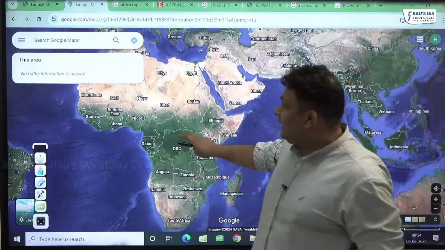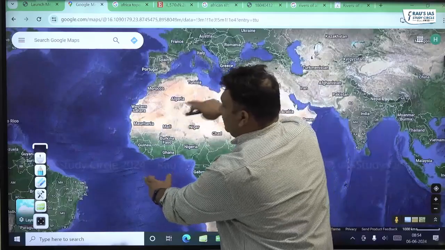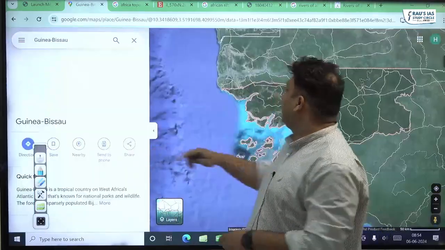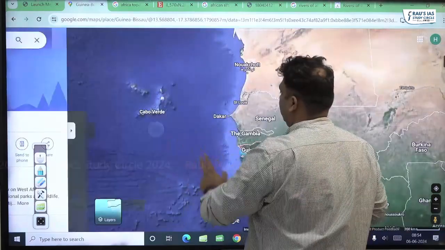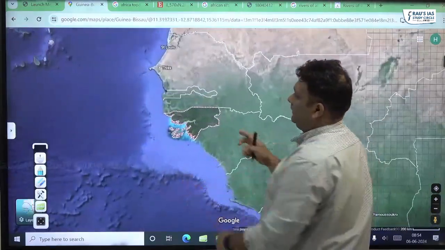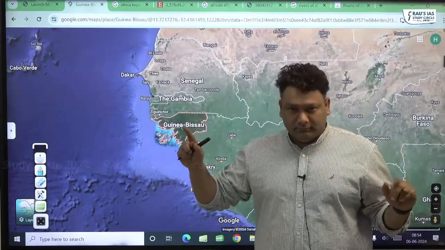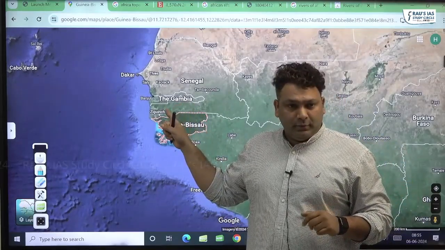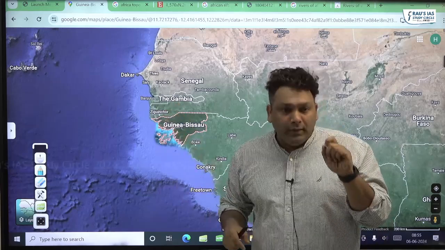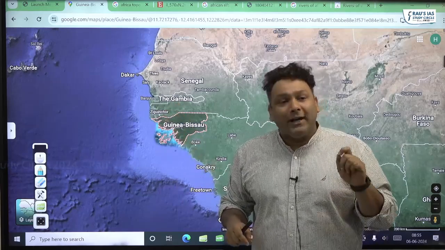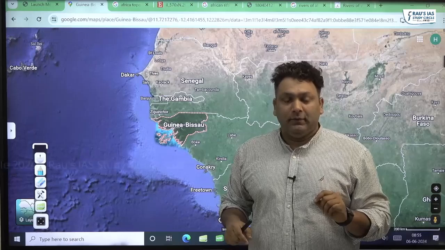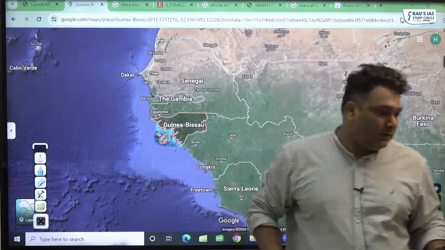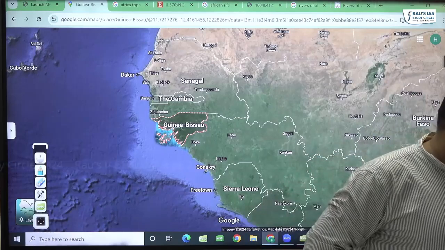Now, the smallest country in mainland Africa is Gambia. Again, this is important because we have a conflict in this region. Just beside it, there has recently been news because the Gambians had to flee. There was a refugee crisis. That's why you have to remember. Otherwise, don't remember unnecessarily.